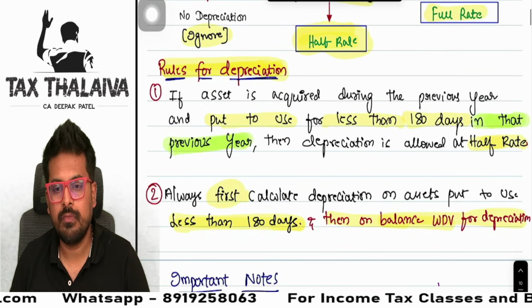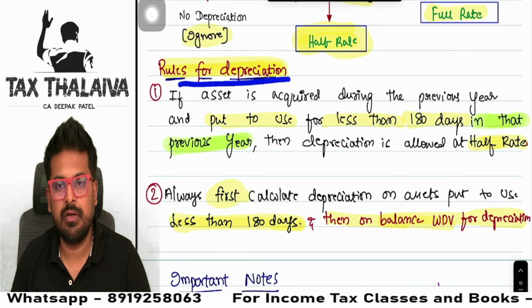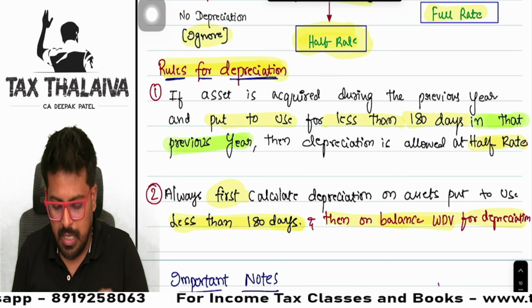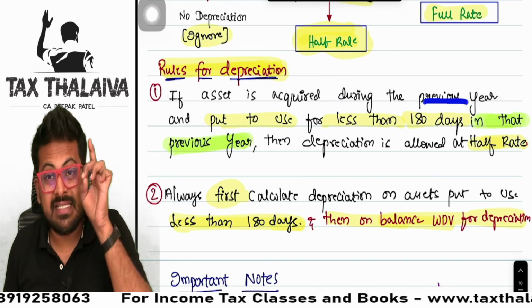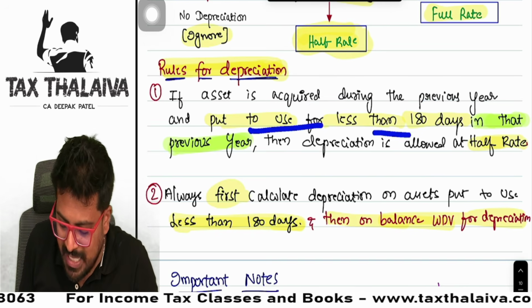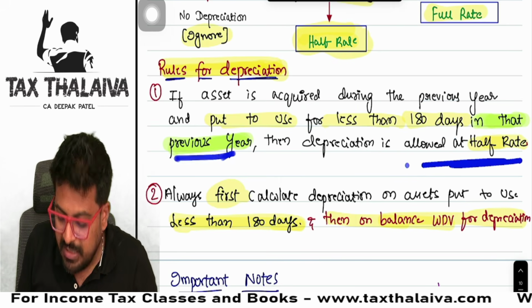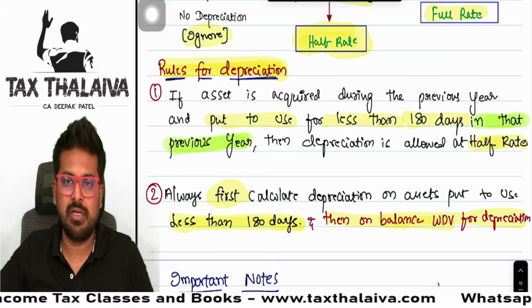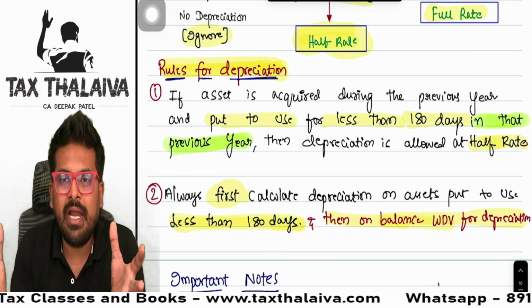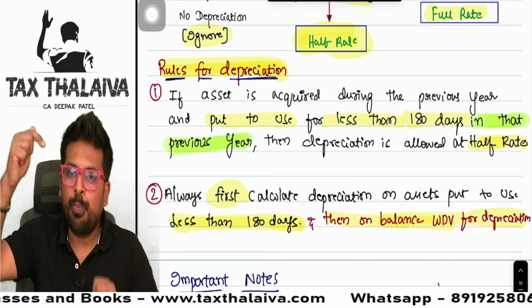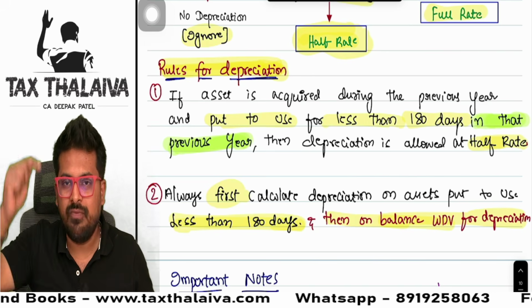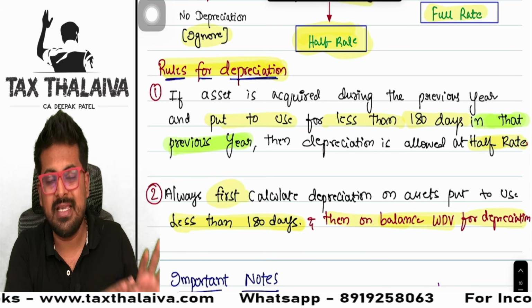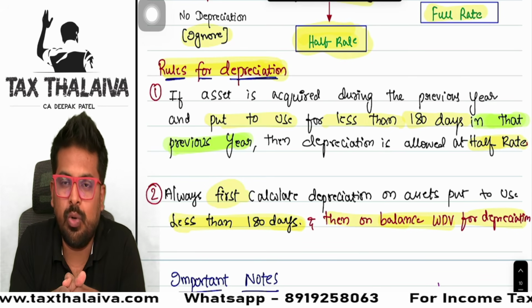Now, rules for depreciation. If an asset is acquired during the previous year and put to use for less than 180 days in that previous year, in that case, you will claim half rate of depreciation. Let's say, for example, you acquired an asset during the year and you put it to use in this same year for less than 180 days, you will claim half rate of depreciation only.